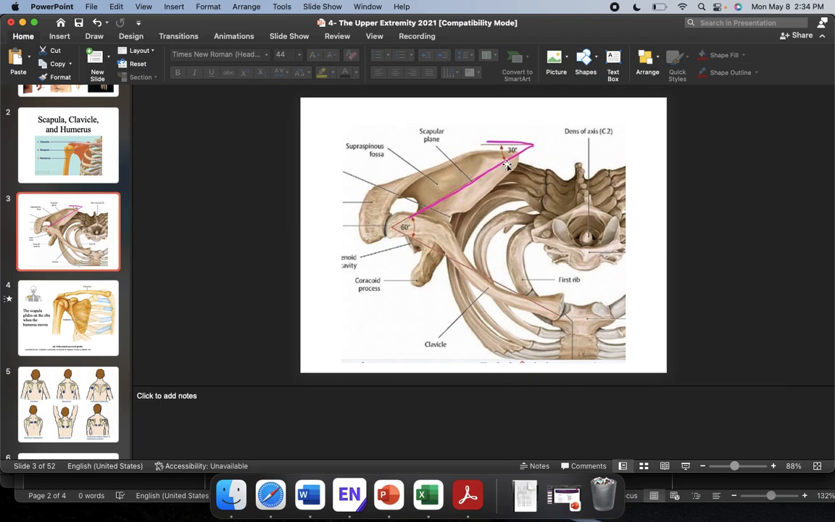You'll also notice that because of the curved nature of the back, the scapula itself lies in what is called the scapular plane off of the ribs. And the scapular plane is about 30 degrees off of the frontal plane. So the scapula tends to sit at about 30 degrees off of this frontal plane.